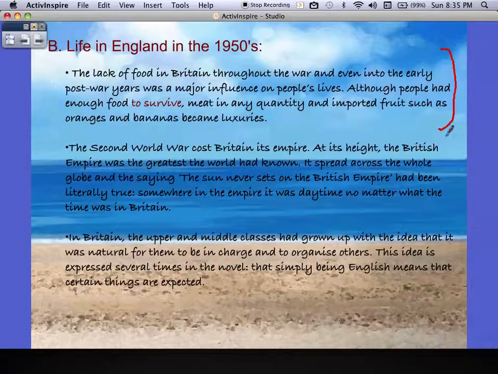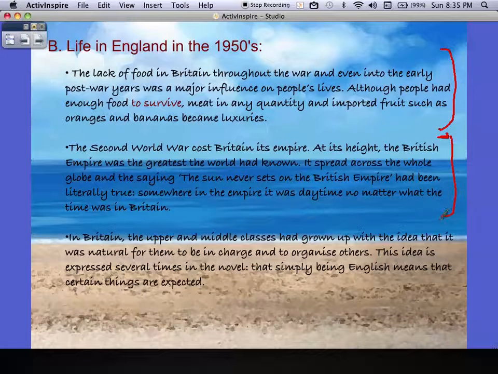The other big thing about life in the 1950s is that until World War II, Great Britain had been the greatest power in the world. They were the greatest empire. They said that the sun never sets on the British Empire, that no matter what part of the world you were in, no matter where the sun was shining, there was land that belonged to the British Empire. But World War II virtually ended that.